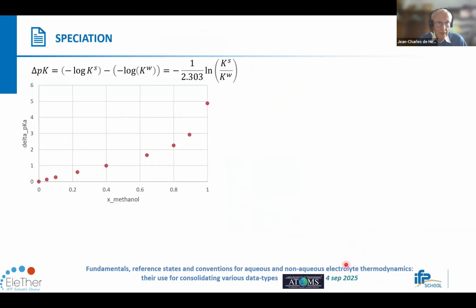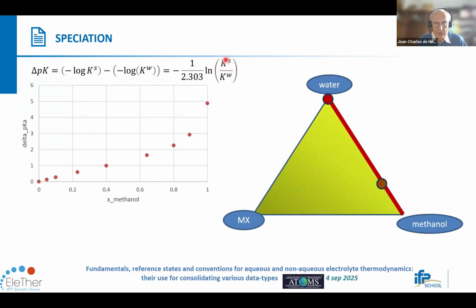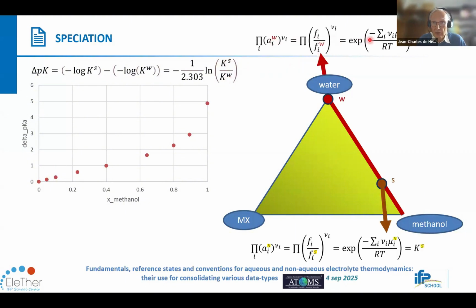Okay, let's go back to our delta pKa. Now we have gone through all this. We know that this is the definition of the delta pKa, and we know how the chemical equilibrium constants are defined, both in pure water and in the mixed solvent. In pure water, they are defined in this way, with water reference state, and in a mixed solvent, they are defined in the same way. Just replace W by S.